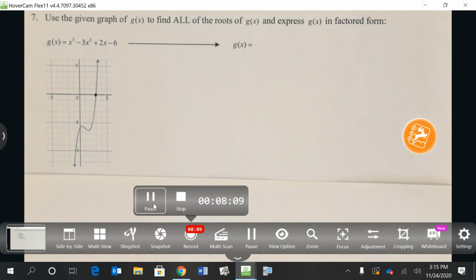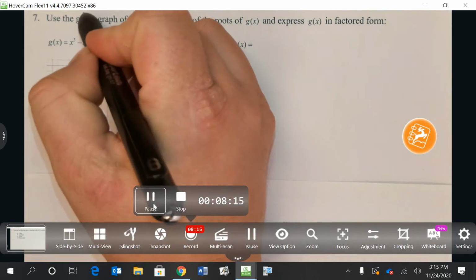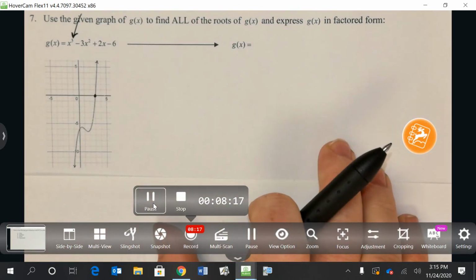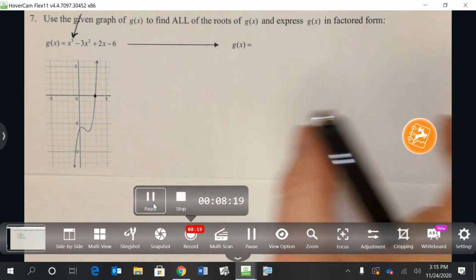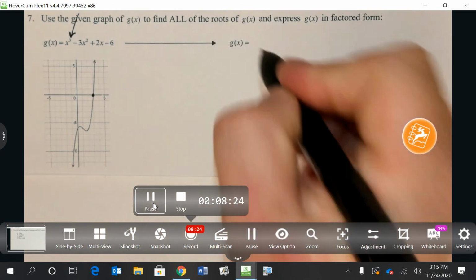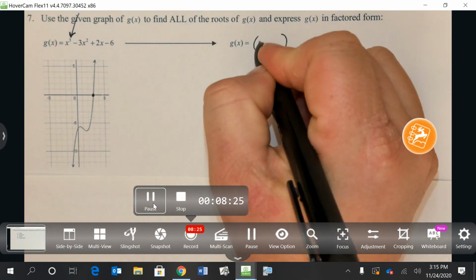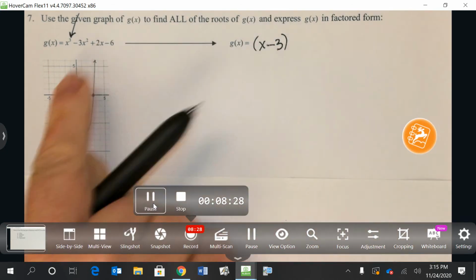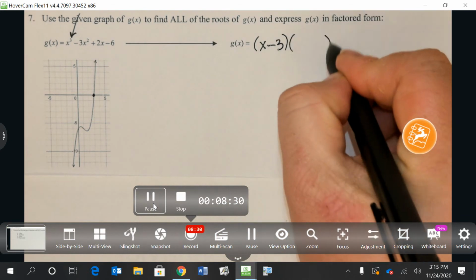Use the given graph of G to find all the roots and express it in factored form. So I'm going to have 3 different factors. That means 3 different parentheses. Now, I can already see one of the roots is 3. So I can come over here. Remember, we take the opposite inside. So x minus 3 is one factor. I know there will be 2 other factors.